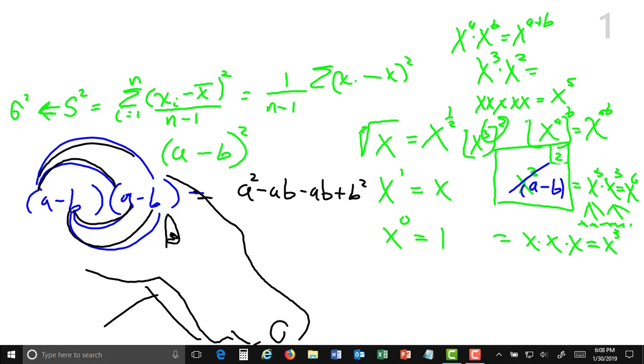This equals this, yes? Now I combine, I have 2 like animals. So I spent an AB and I spent another AB. I'm in the hole. I'm overdrawn 2AB plus B squared. Does that remind you of anything before? The whole FOIL method.